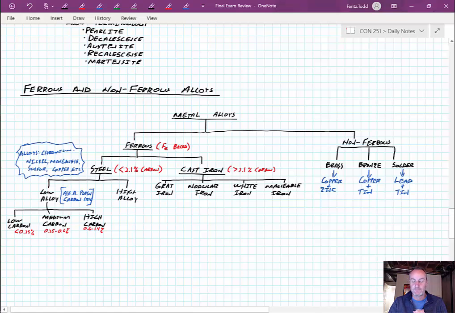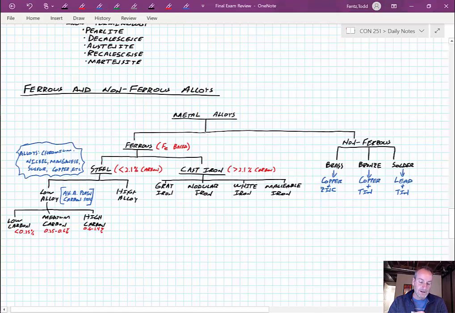Non-ferrous, we talked about 3 types: brass, bronze, and solder. How to make those, what kind of alloy are they? Brass is copper and zinc, bronze, copper and tin, solder is lead and tin. Versus the ferrous metals, then it's a matter of how much carbon is in there. We can have greater than 2.1% or less than 2.1%. If it's less than, it's steel. If it's greater than, it's cast iron. Remember, more carbon makes it more brittle, right?